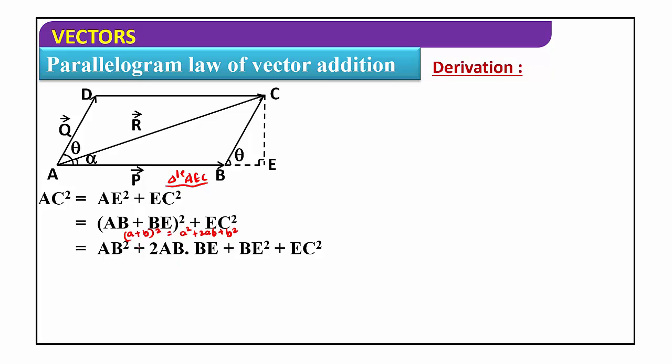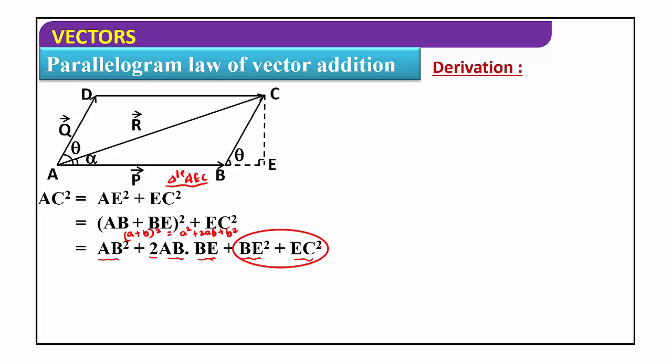B square. Here I can write A square means AB square, plus 2AB means AB into BE, plus BE square. This is of the form (A plus B) whole square. Remaining is EC square. Then what is BE square plus EC square from the diagram?